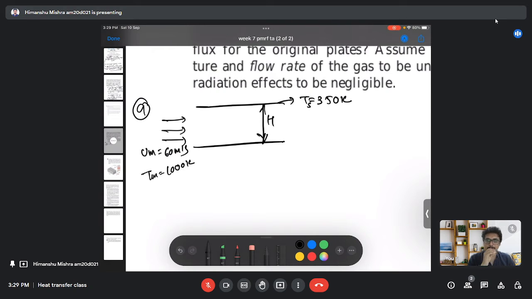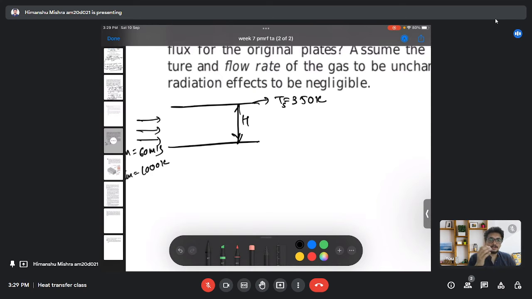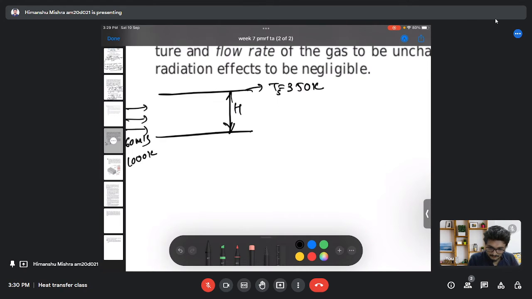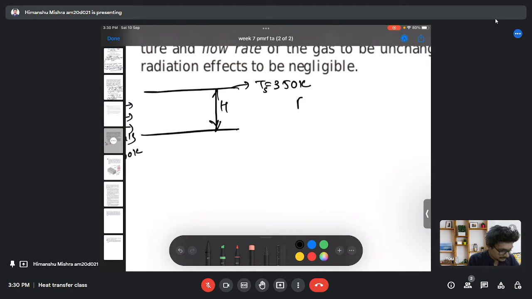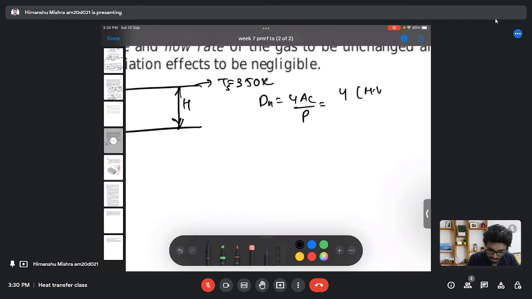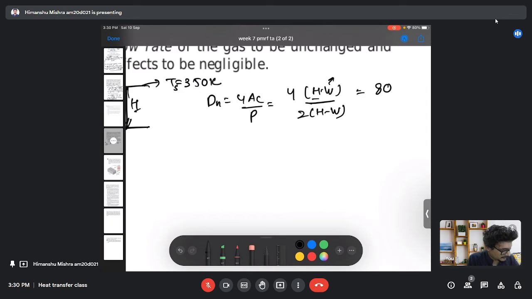To find the heat flux, we will use Newton's law of cooling, and we need the heat transfer coefficient for that. For the heat transfer coefficient, we will use the Nusselt number correlation. So we need to identify whether the flow is laminar or turbulent, and accordingly we will use the Nusselt number correlation. Since we have a channel flow, we will first find the hydraulic diameter, which is given by the ratio of the cross-sectional area and the perimeter. Here h is my height and w is my width. So we will get the hydraulic diameter as 80 mm.